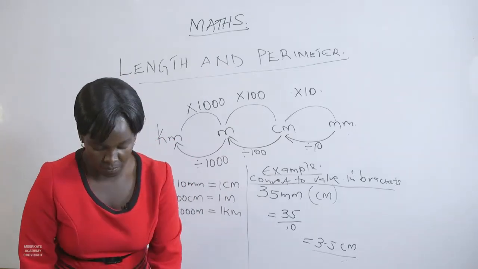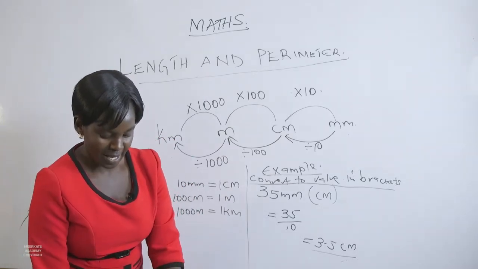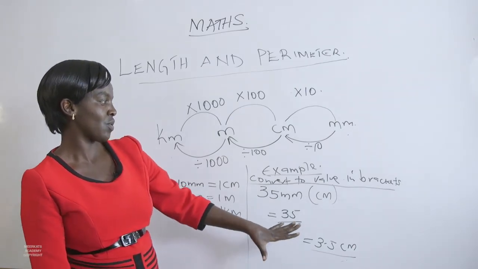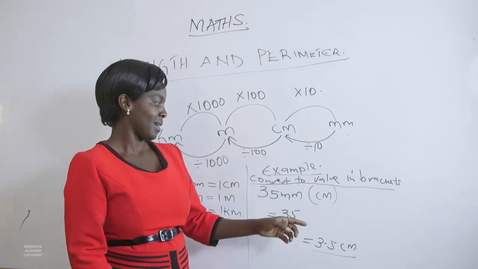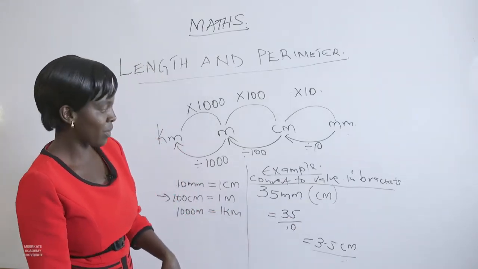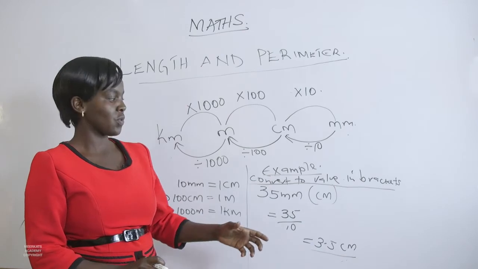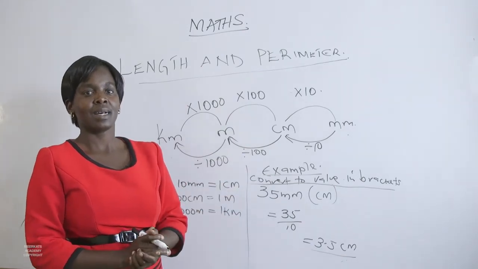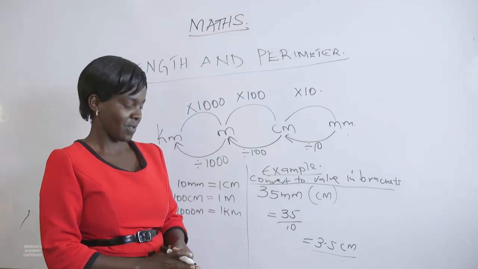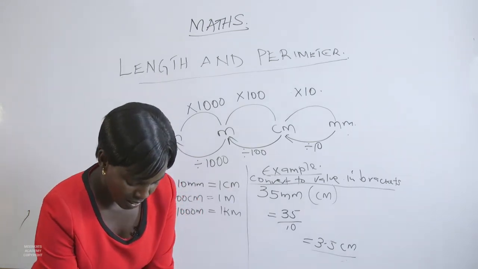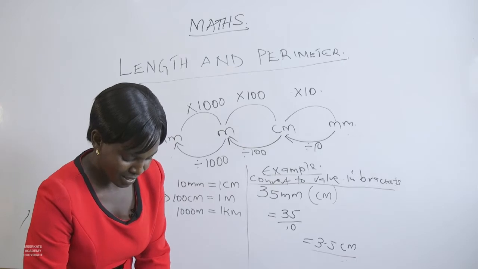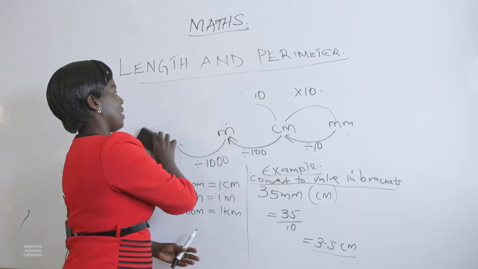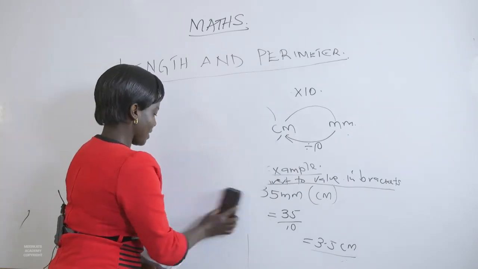Now that we know how to convert units from one to another, we are supposed to also understand how to find the length round the shape. How to find the length around the shape. So for us to be able to understand, we have looked at the different types of shapes, the plane figures.